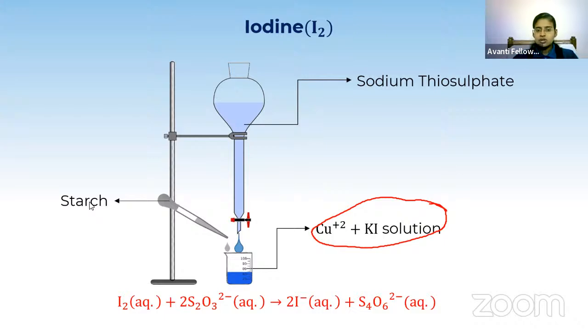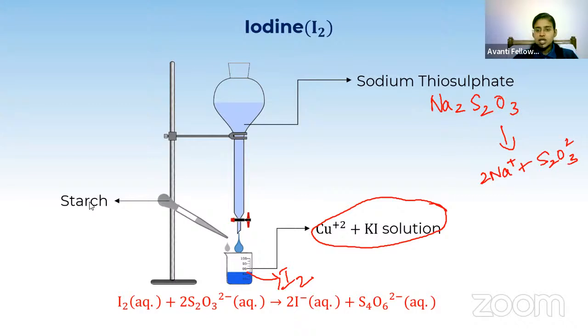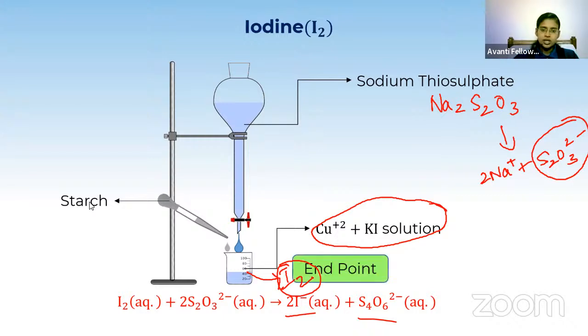So I2 which is present here in this solution will react with sodium thiosulfate. Sodium thiosulfate formula is Na2S2O3. So when you dissociate this, you will get 2 Na plus ion and S2O3 2 minus ion. So the S2O3 2 minus ion from sodium thiosulfate will react with I2 and they will produce I minus and S4O6 2 minus. Okay. So once the reaction occurs, this is the end point you will get.